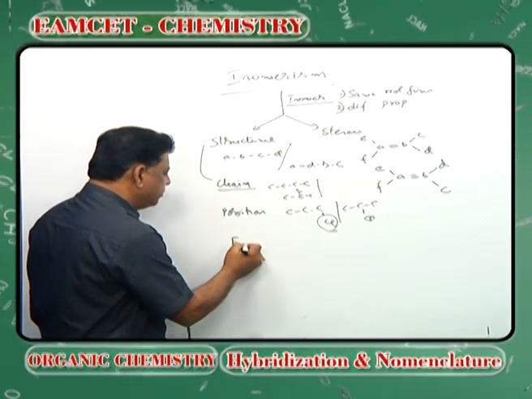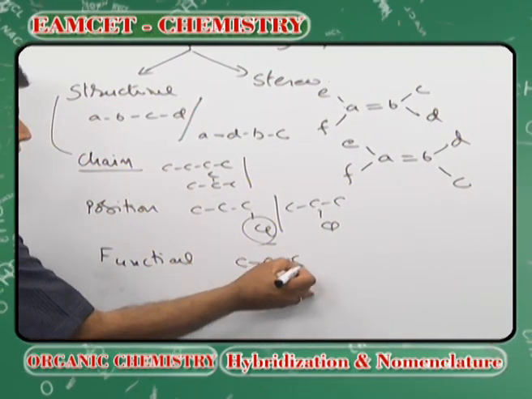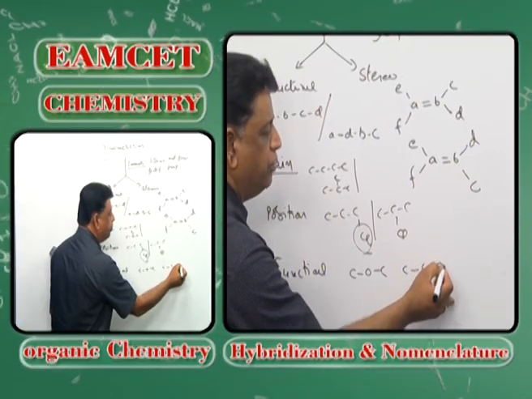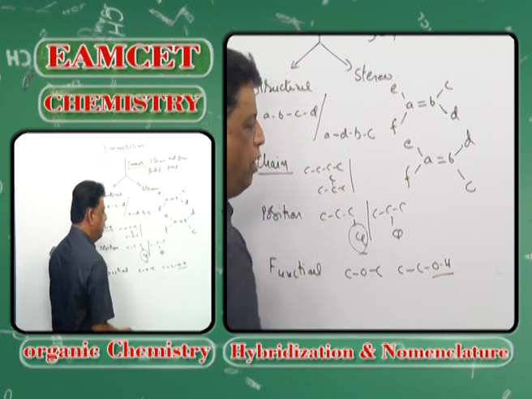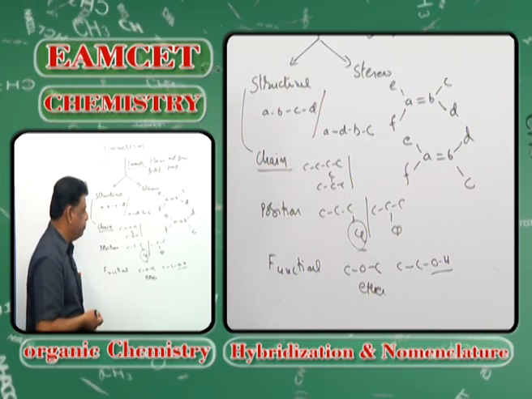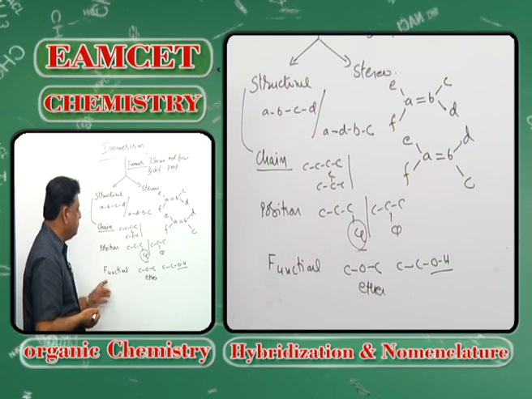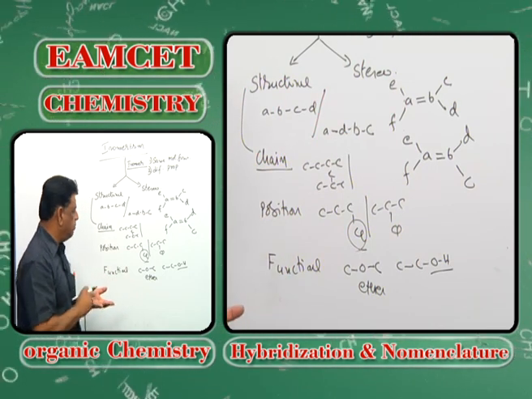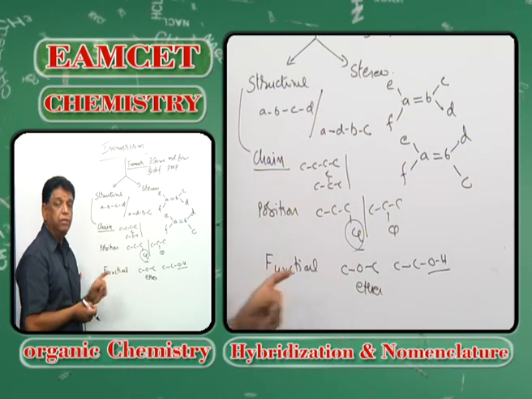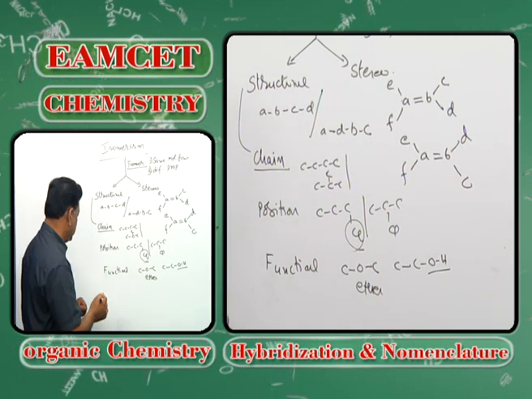Then we have functional isomerism. In functional isomerism, 2 carbons separated with an oxygen is an ether bond, whereas 2 carbons attached with O and a hydrogen is an alcohol. The molecular formula happens to be the same, C2H6O, but one is an ether and one is an alcohol. Like that, aldehydes and ketones, primary amines and secondary amines, cyanides and isocyanides, a huge number of compounds, but remember the molecular formula should be the same. The functional group is different, therefore we call it functional isomerism.